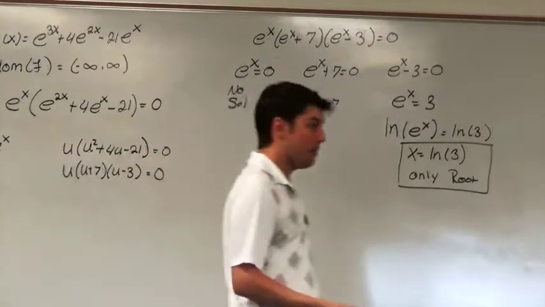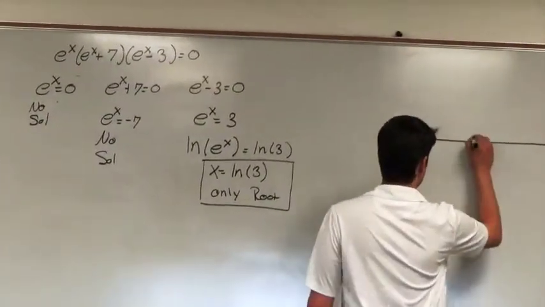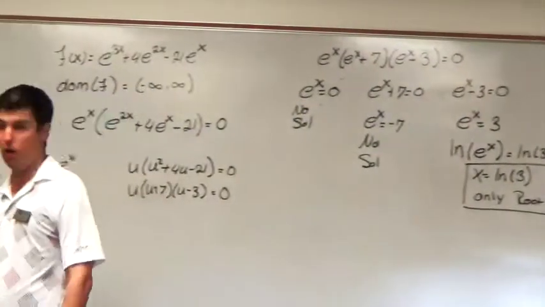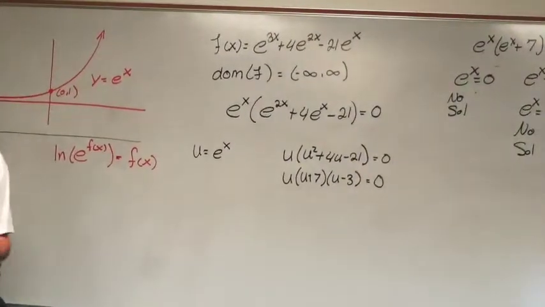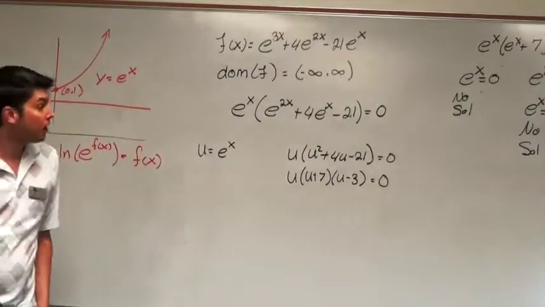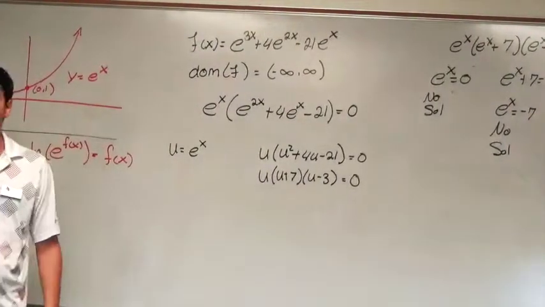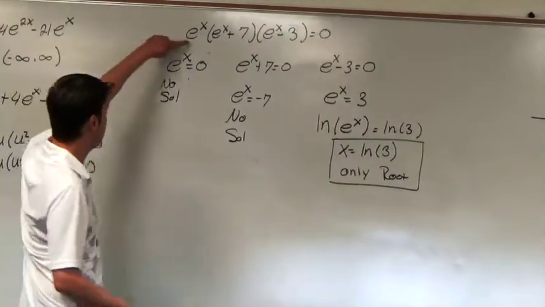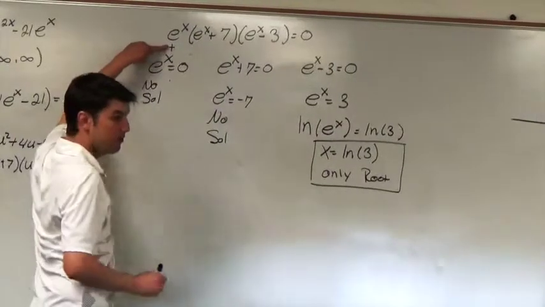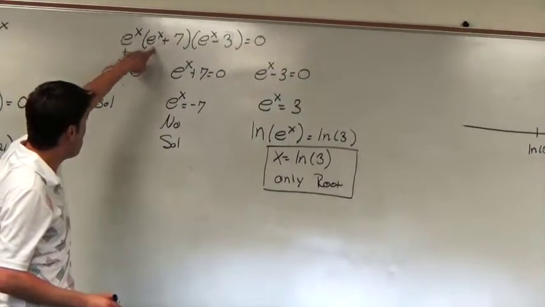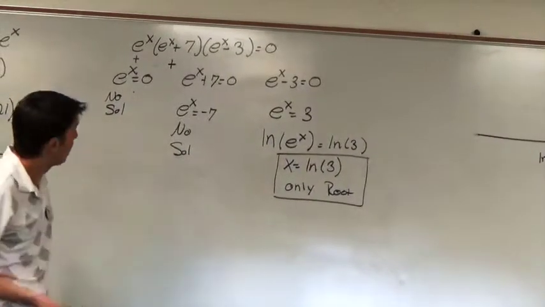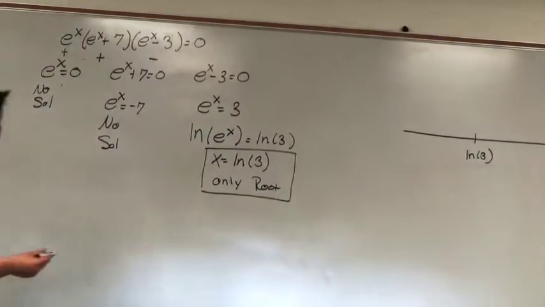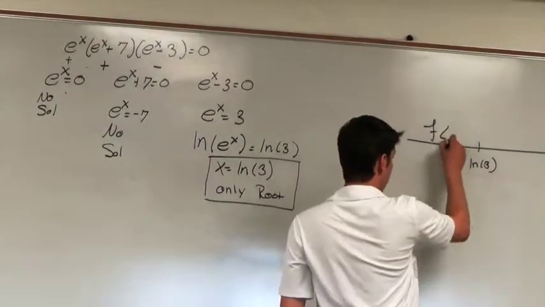Placing our root on a number line, test points. Log of 3, I don't know exactly what it is, but it's some positive number, a little bit bigger than 1. So 0 is definitely less than log of 3. So let's plug 0 into here. Remember, e to the 0 is 1. If x is 0, we would get 1. That's positive. If x is 0, we would get 1 plus 7. Positive. If x is 0, you get 1 minus 3. That is negative. Two positives and a negative multiply to be negative.